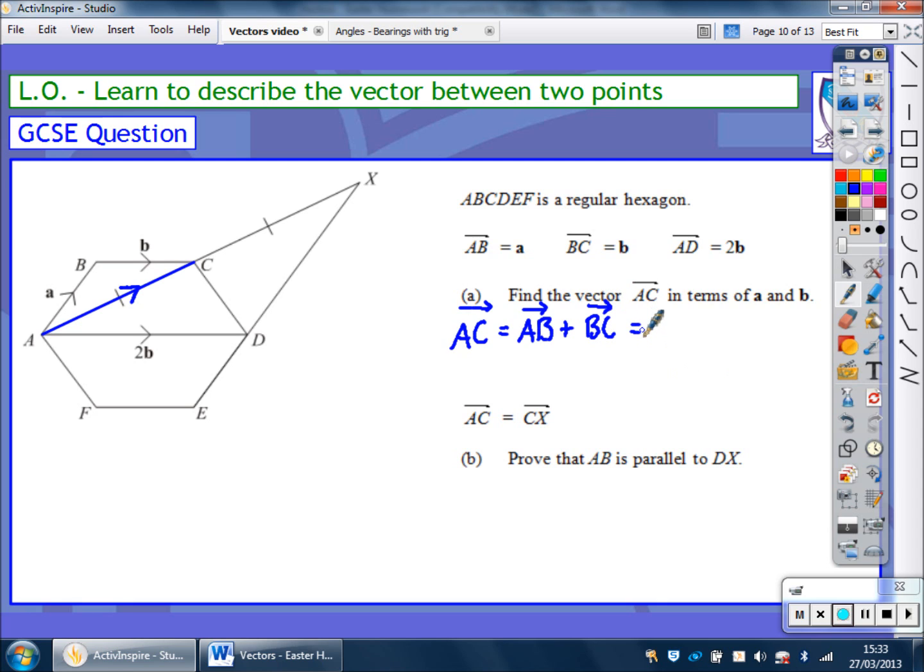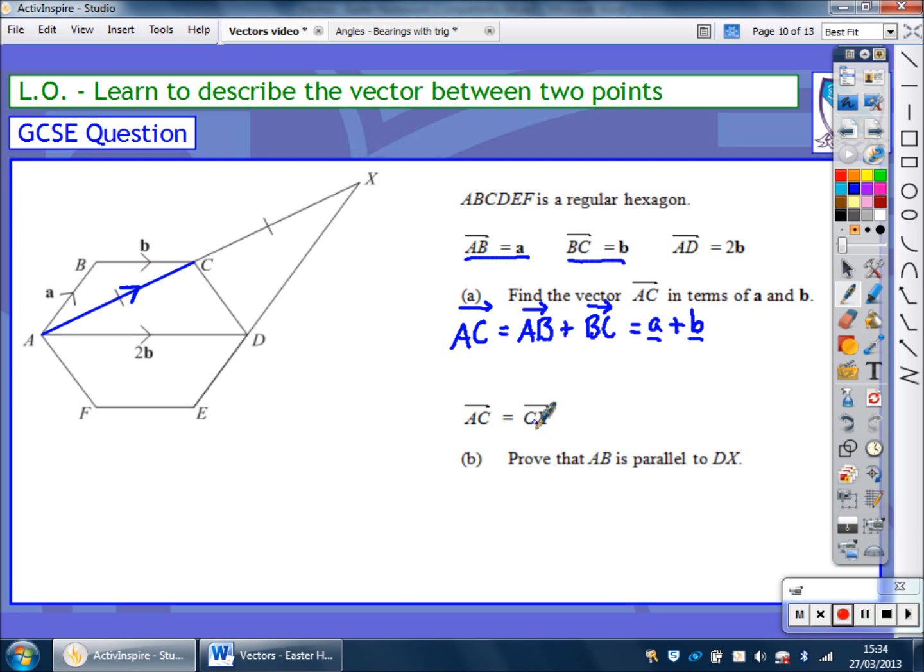A to B is a, which we could also see from up here, and B to C is b. So the vector A to C is a plus b. Easy.